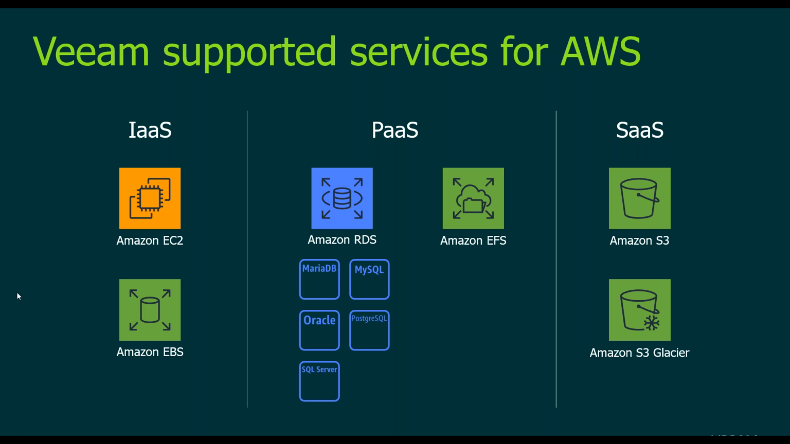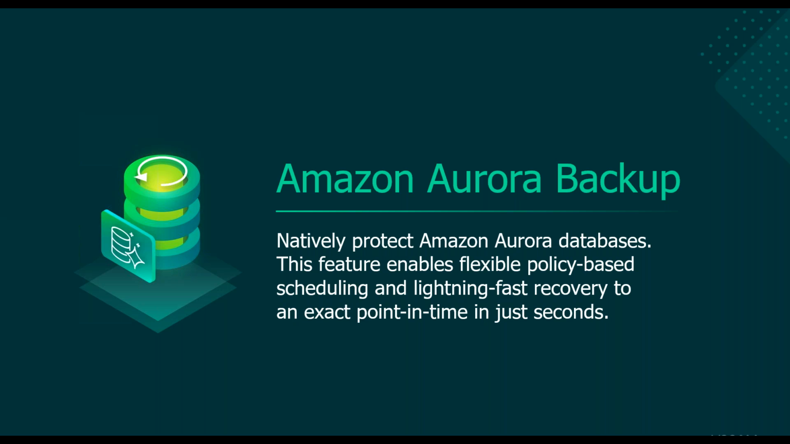Moving to our topic for today, as for the first product, Veeam Backup for AWS version 5, the new thing that we support is a new service in the RDS family, Amazon Aurora backup. It natively protects Aurora databases, and these features enable flexible policy-based scheduling just like the other RDS services, and lightning-fast recovery at an exact point in time, in just seconds. So with version 5, we added another new RDS service. There are a total of 6 RDS services that we can support with Veeam Backup for AWS now.